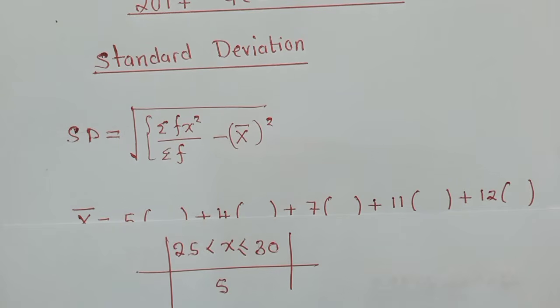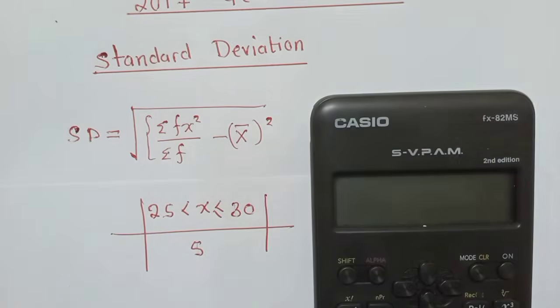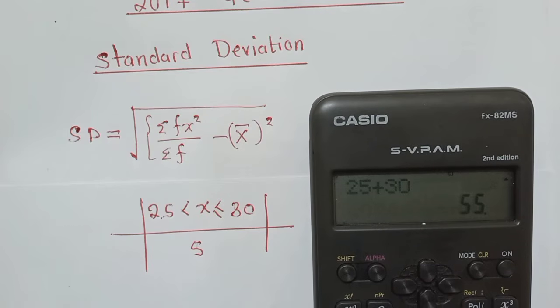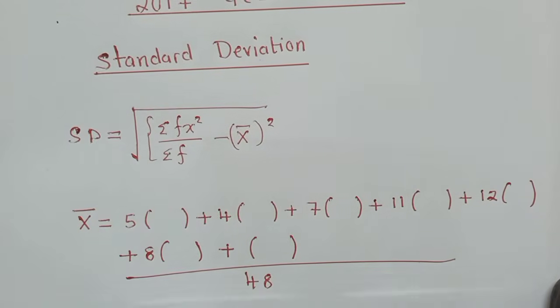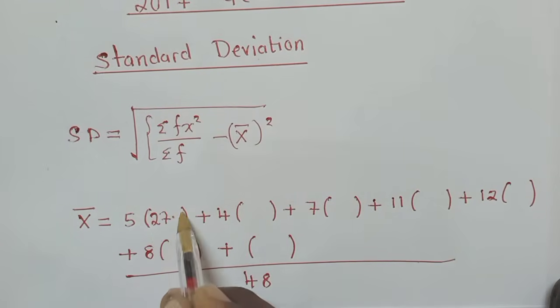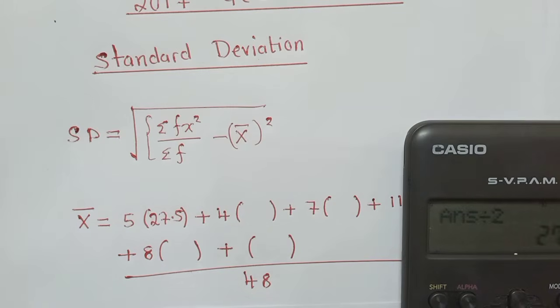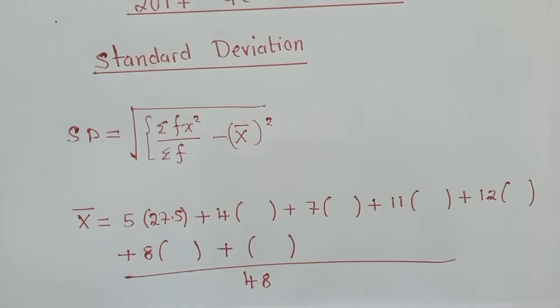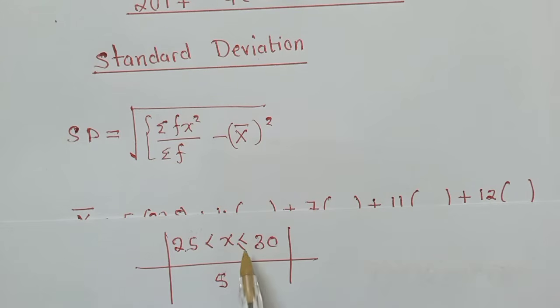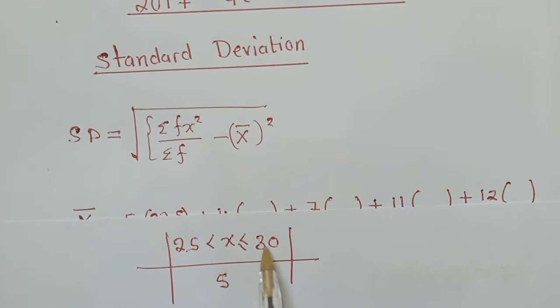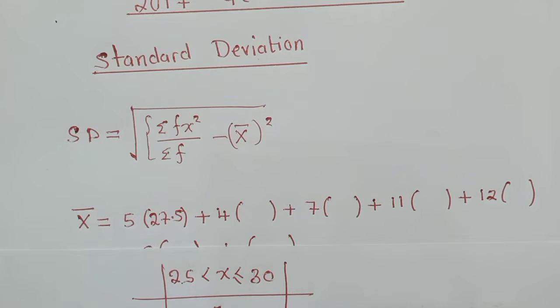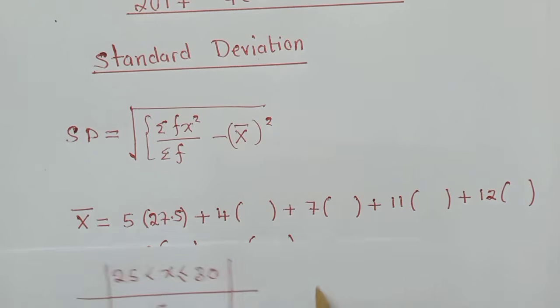Now we want to find the number that we're supposed to put inside the brackets here. So we get these two numbers, 25 plus 30, which is 55. We say 55 divided by 2, that's 27.5. So here we are going to write 27.5. Meaning we're trying to get the midpoint, the number in between 25 and 30. Let me give you another example.